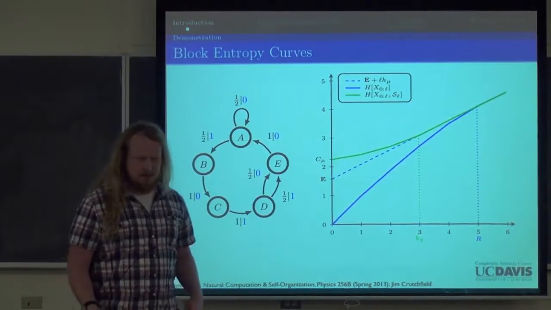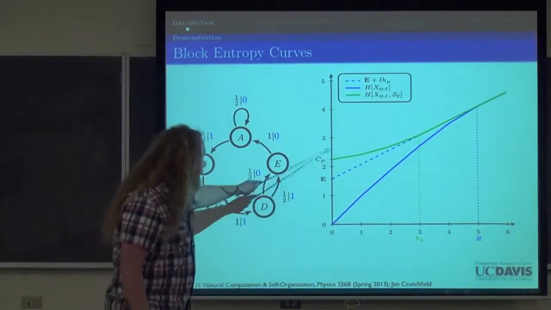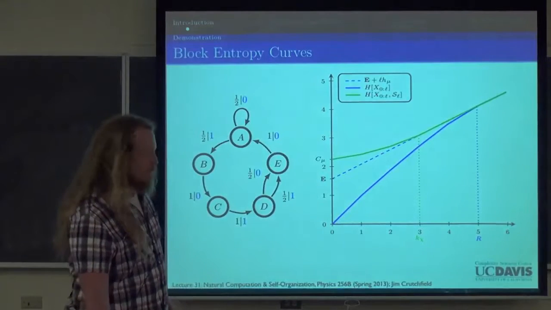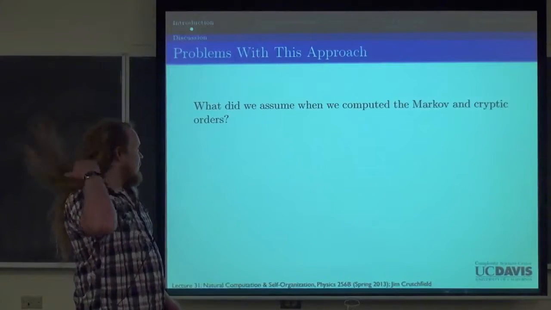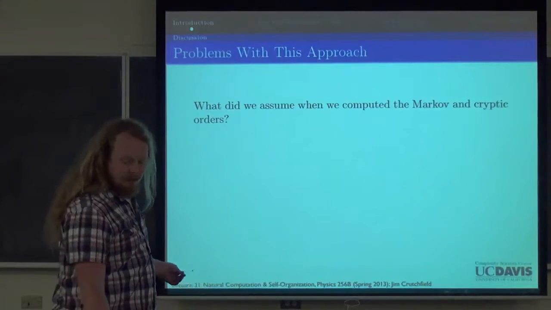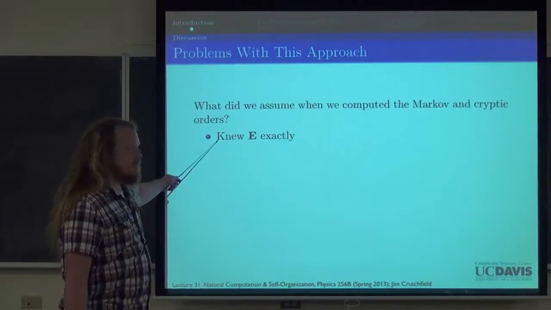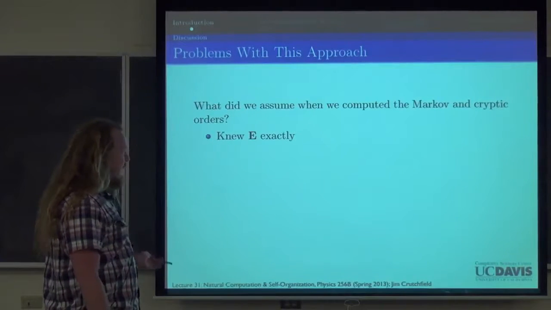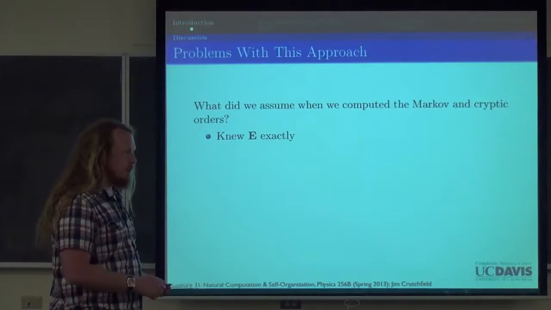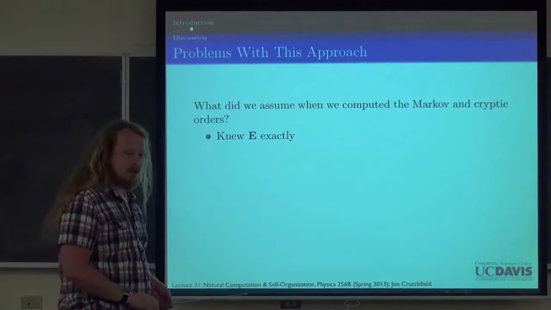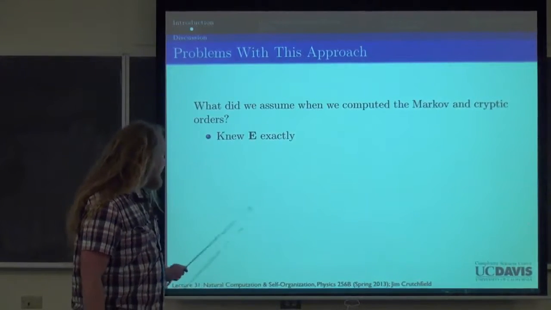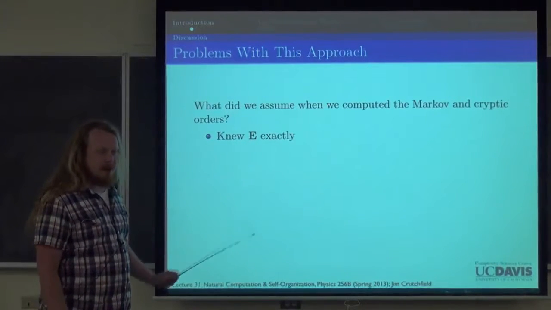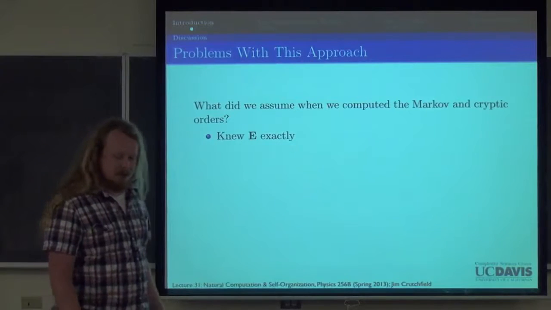All right. So this is one approach to finding the cryptic and Markov orders of a process. But there are many problems with it. So let's look at the assumptions we made when we had to do this. First, we had to assume we knew E exactly, which isn't a big problem. We can get it exactly in many cases, whenever the forward and reverse machines are finite in size. But if one of them is not finite in size, we can't get E exactly, so drawing that asymptote to find out exactly when we synchronize to it will be more difficult.